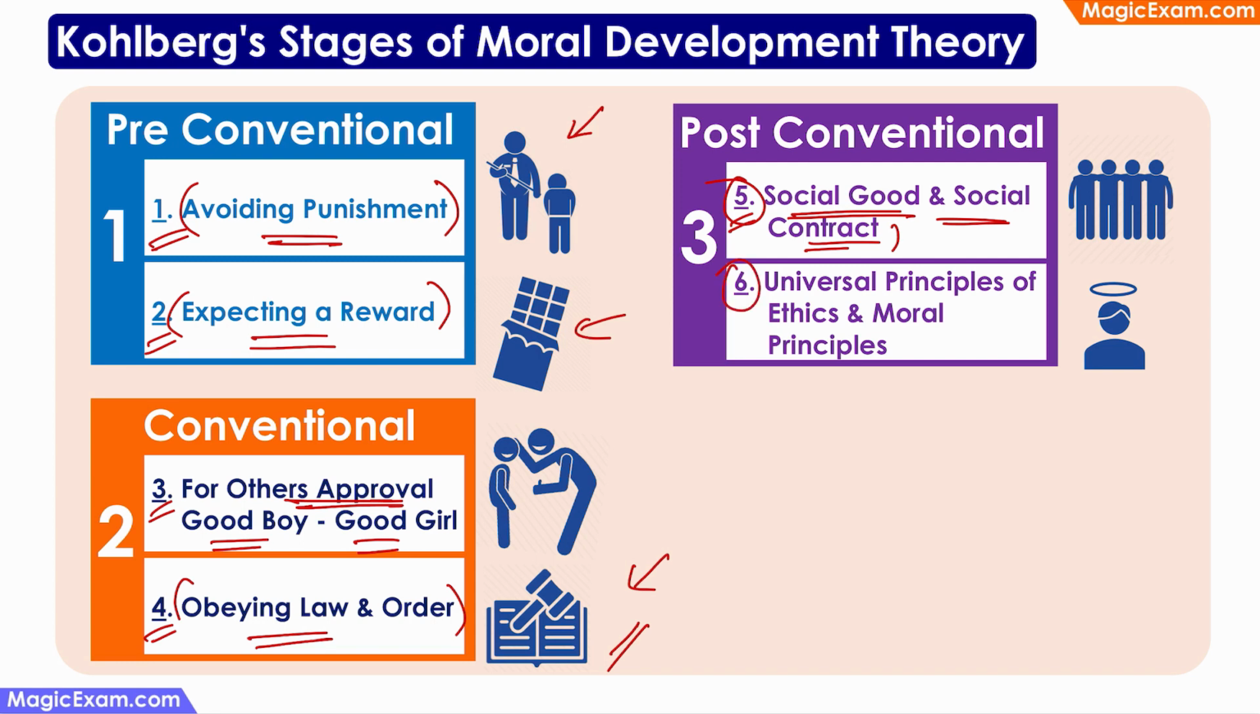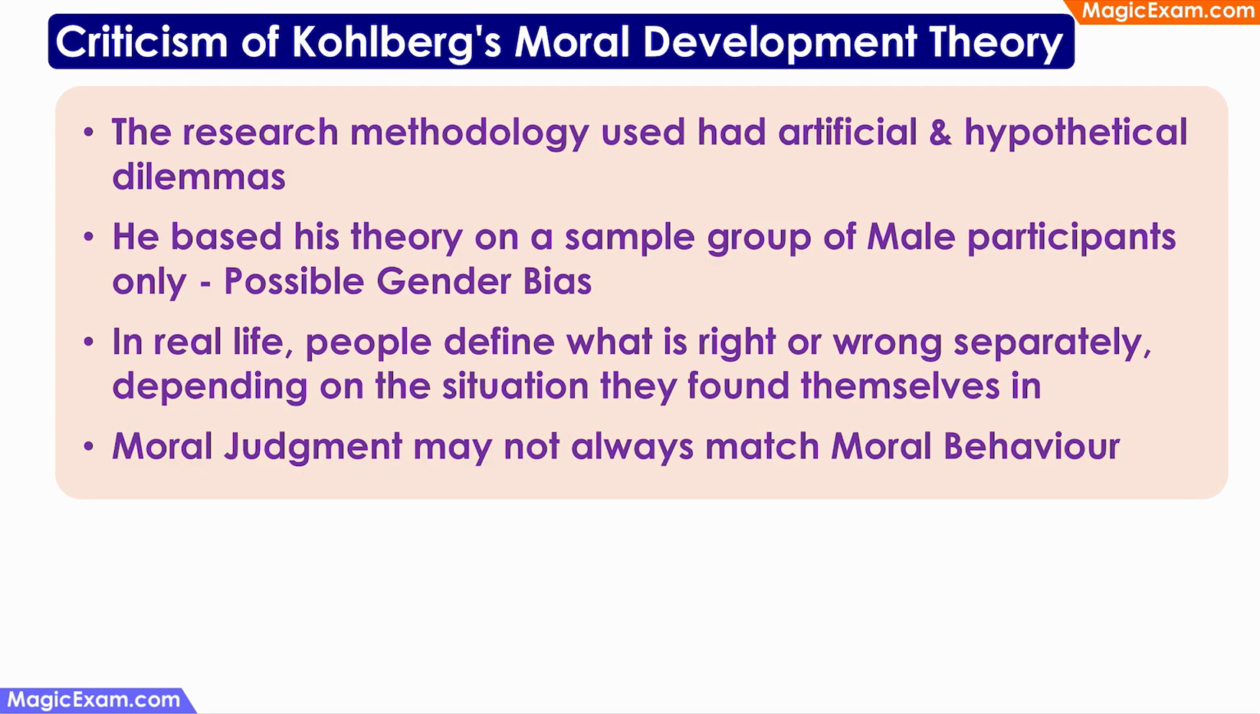And stage 6 is where we are talking about the universal principles of ethics and moral principles. That is, at this stage, people are quite old and they are talking about things like pap and punya. So here, irrespective of what others might be doing or not doing, they want to do the right thing because they are following the universal principles of ethics and moral principles. Just like any other theory, even Kohlberg's theory of moral development has been criticized on various aspects.